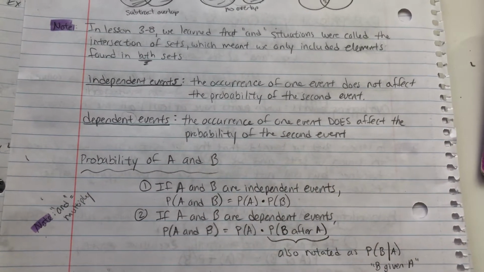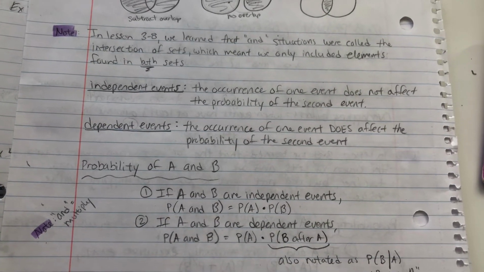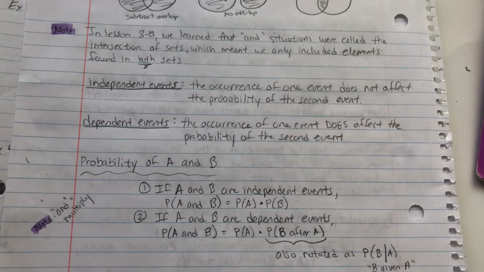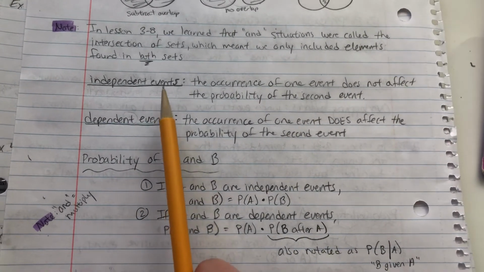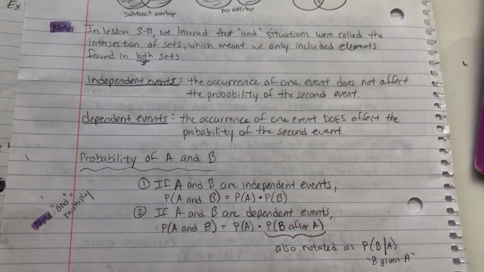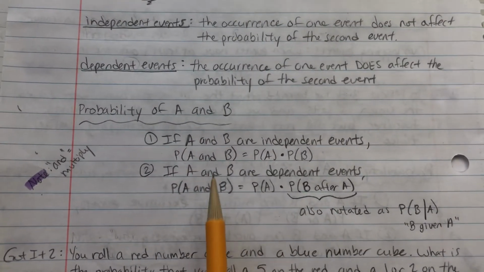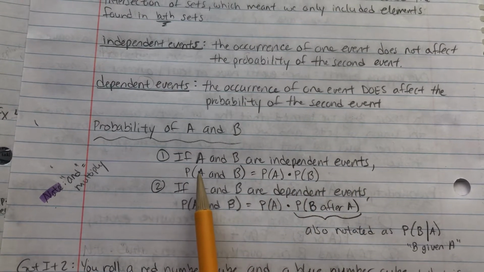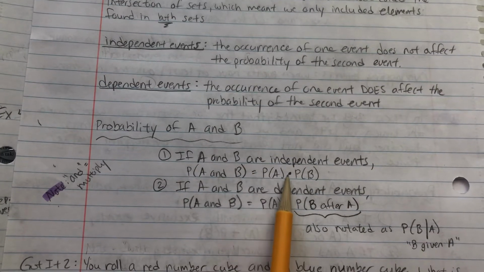So if your first event that you choose, whether it's flipping a coin or drawing a card or whatever it may be, has no effect on the second event that you're about to do, those would be independent events. If the first pick will ultimately affect the second pick, they would be dependent. So that's what this is going to show you here. If A and B are independent events, the probability of A and B both happening is the probability of A times the probability of B.